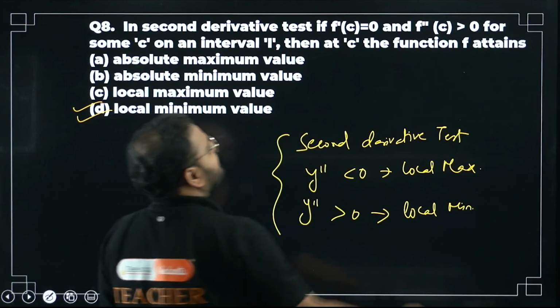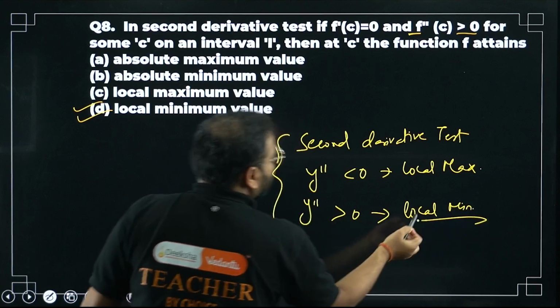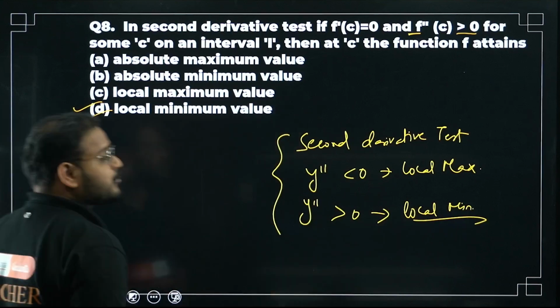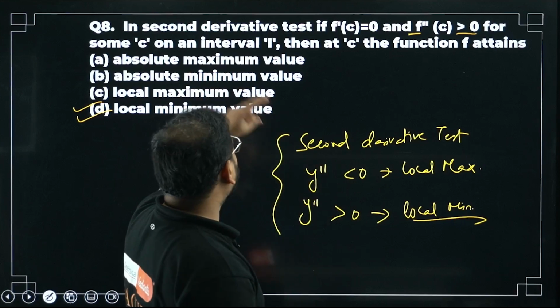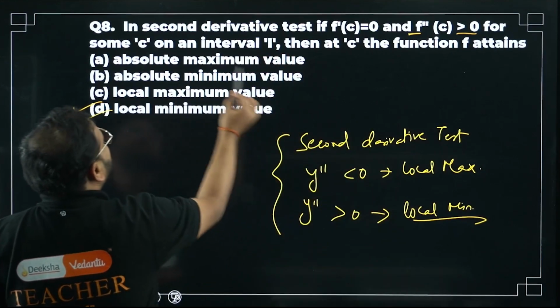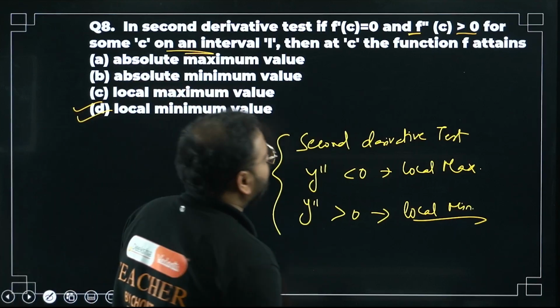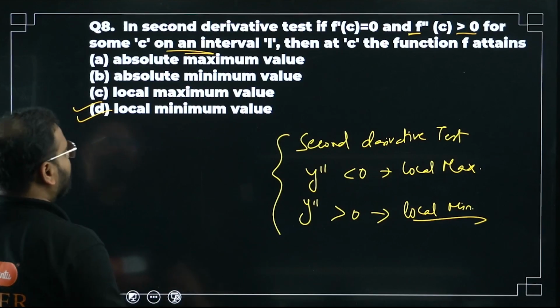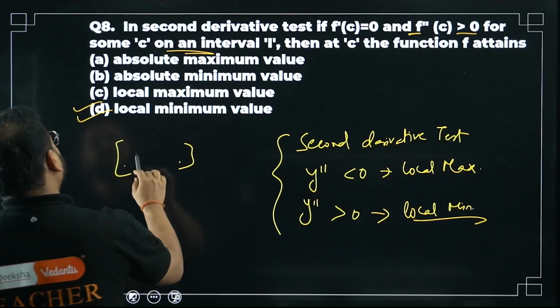So check here. The second derivative is positive, so local minima. Why not absolute maxima and absolute minima, sir? Because for that we have to check the boundary also, right? That is not defined over here. They are saying that it holds for some c in that open interval I, and nothing is defined about it. To check for absolute values, we have to know the interval exactly and check on the boundaries as well. Let's say this is A and B.